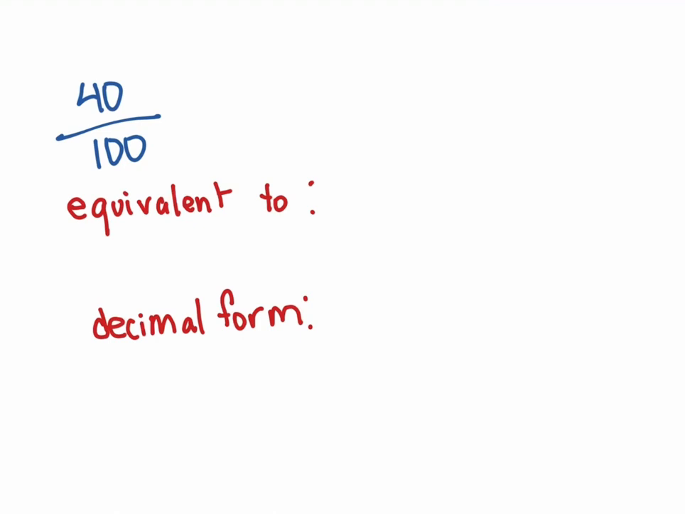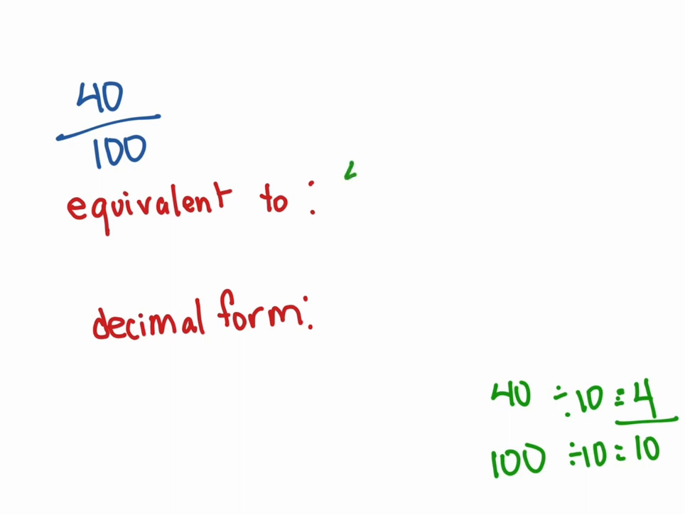If you do 40 and 100, and then you divide each of them by 10, that makes 4/10. Okay, so now that we know what 40 hundredths is equivalent to, let's write 4/10 right here.